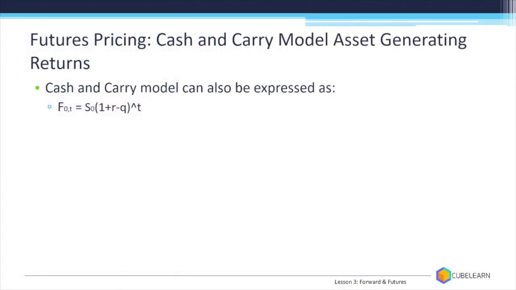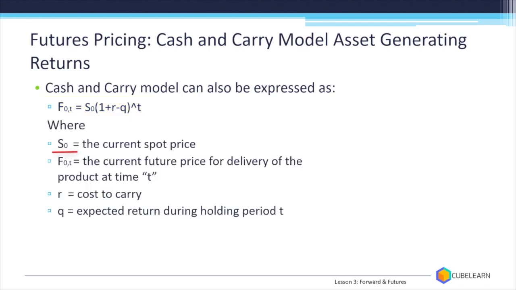For asset generating returns, the mathematical expression using cash and carry model is given below, where S0 is the current spot price, F0,T is the current future price for delivery of the product at time T, r is the cost to carry and q is the expected return during holding period T.